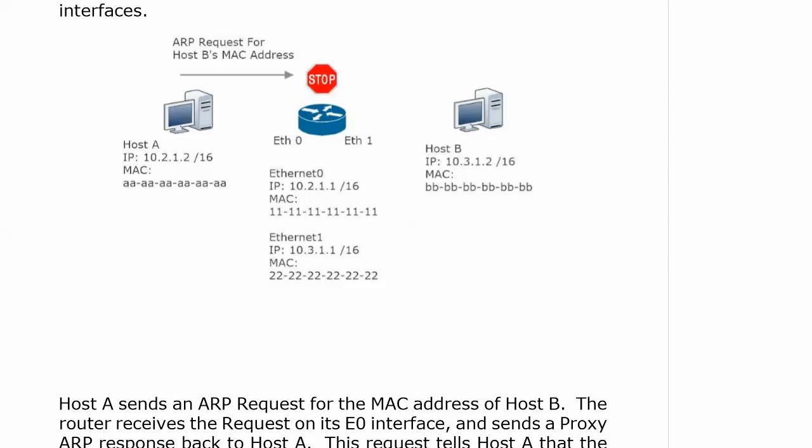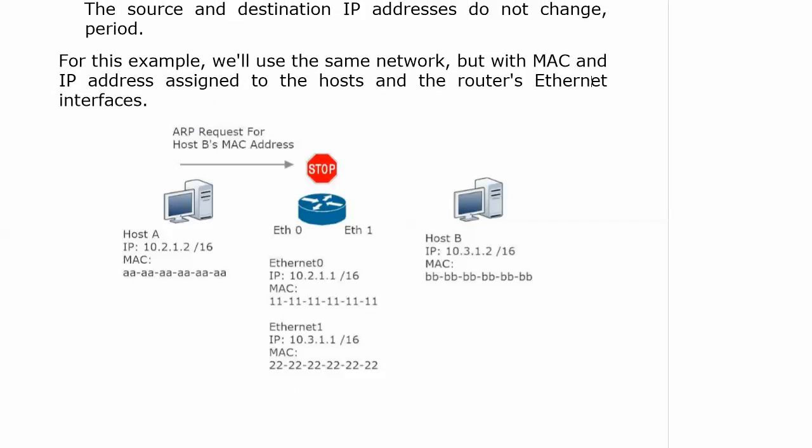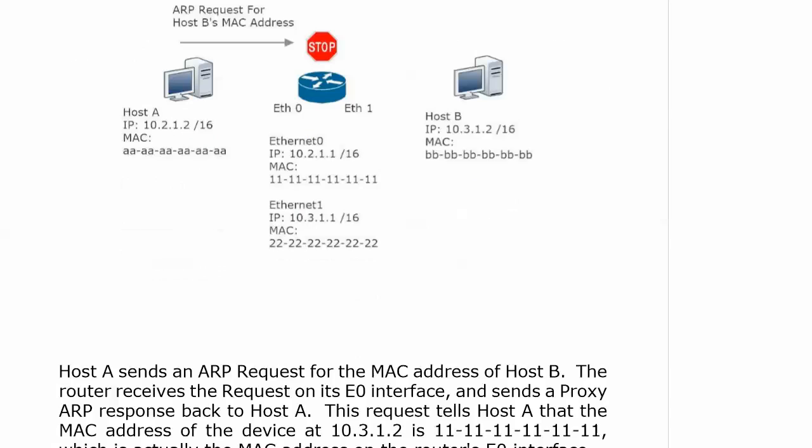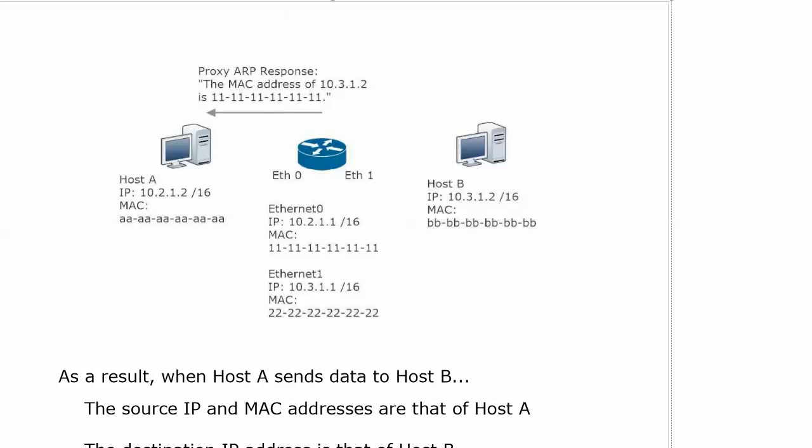Now at this point, and you can see what's going to happen immediately, host A sends an ARP request for the MAC address of host B. And the router receives the request on its E0 interface, and it's not going to forward it because it's a router. But what it will do when Proxy ARP is running is send a Proxy ARP response back to host A. And that response is going to tell host A that the MAC address of the device at 10.3.1.2 is all 1's, which is actually the MAC address on the router Ethernet 0 interface, which is the interface that received that ARP request. And here's exactly what happens.